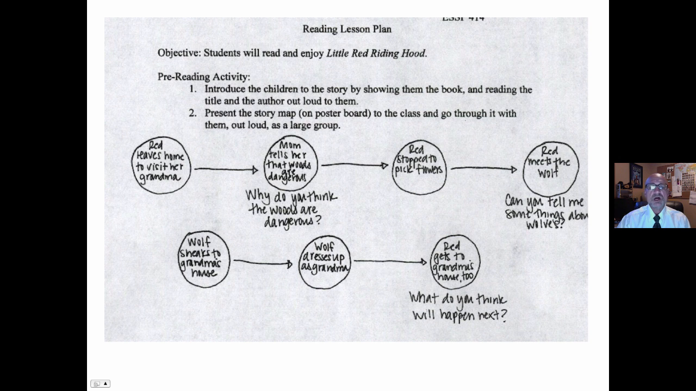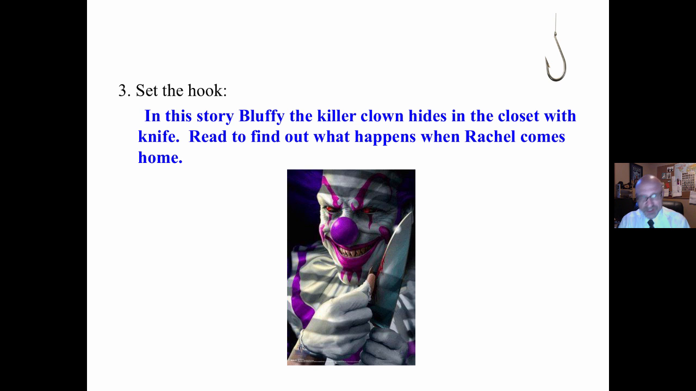Here's an example of a story map inserted within a lesson plan. And again, you would show this to students, describe the major elements. They would see that. This is a scaffold then as they read the story. Set the hook. In this story, Bluffy the killer clown hides in the closet with a knife. Read to find out what happens when Rachel comes home. Ooh, I want to know.